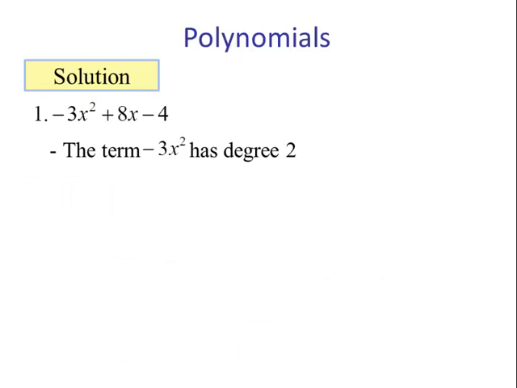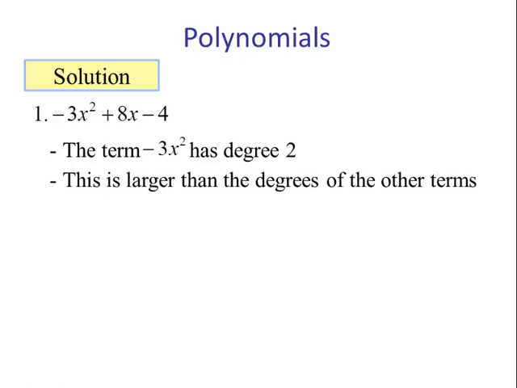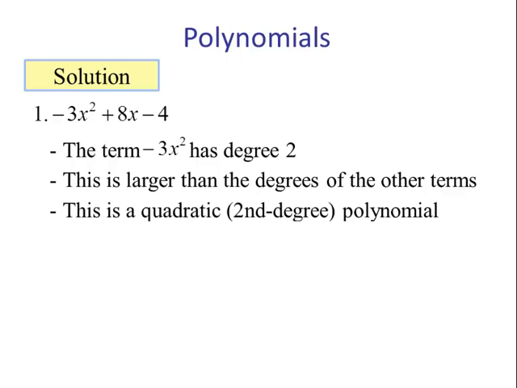Solution. Number 1, the term negative 3x squared has degree 2. It's the highest degree. Now notice this is in descending order also. Degree 2, degree 1, degree 0. Because this is the largest degree, we say this is a second degree polynomial. And this is known as what we call a quadratic. We will define this in a later video.